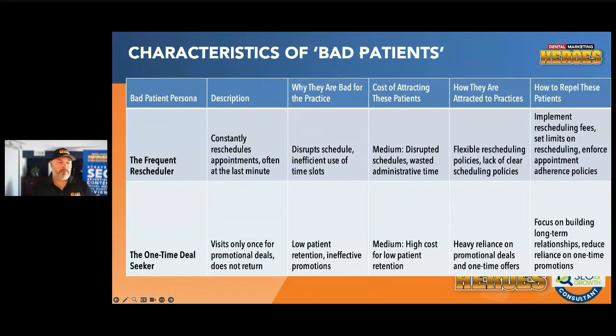And then we talked about people that were looking for deals. This is the one-time deal seeker, and these are actually worse than just the discount. They visit only once for promotional deals and they don't return. Low patient retention is the ineffective promotions. The cost is medium, but it's a high cost for low patient retention because every time you have to capture a new patient, it has a higher cost than retaining an existing patient. It has a heavy reliance on promotional deals and one-time offers that attracts people this way. And the way to repel these is to focus on building long-term relationships and reduce reliance on one-time promotions.